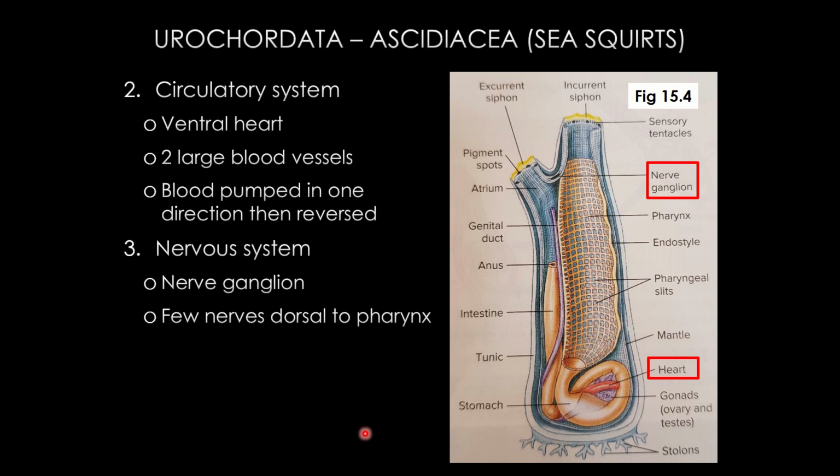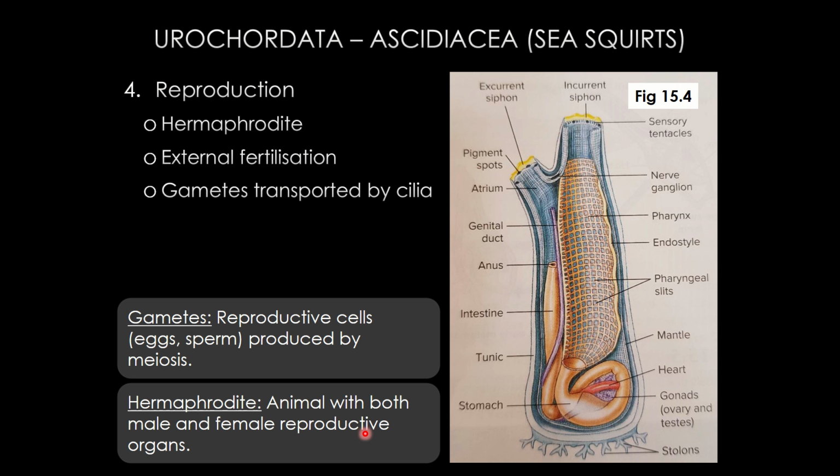And few nerves dorsal to the larynx. Reproduction is hermaphrodite. Do you know what a hermaphrodite is? In fact, the definition is here. It's any animal that has both male and female gonads, or reproductive organs. So it can produce eggs and it can produce sperm in the same animal.